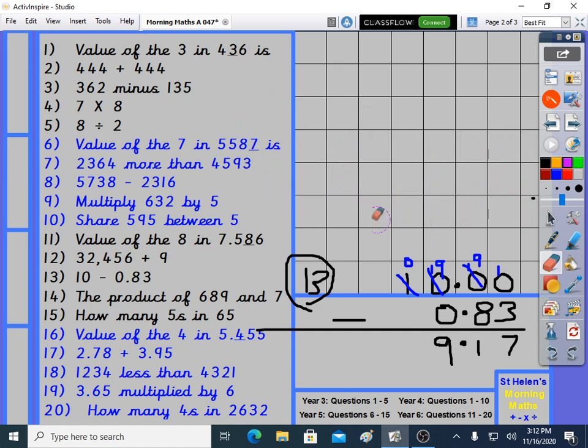And as I'm sure you know, product means times. Say it to yourself a few times if you've forgotten that product means times. The product of 689 and 7. Standard column method here. 9 times 7, 63.